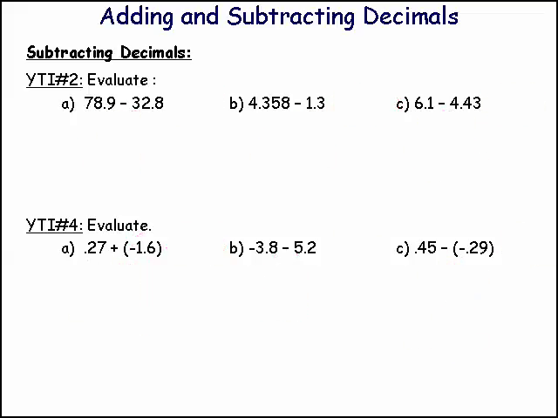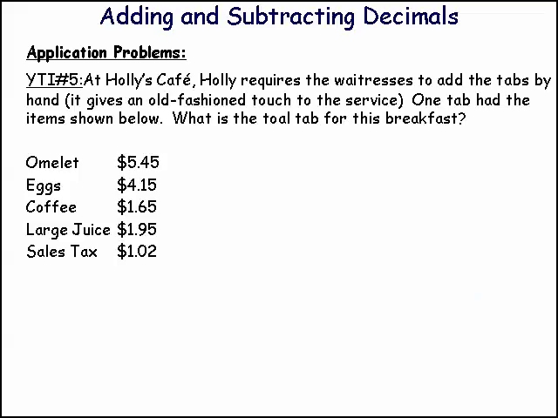Okay, so let's get into a couple of application problems. You try it. Number 5 says, at Holly's Cafe, Holly requires the waitresses to add the tabs by hand. It gives an old-fashioned touch to the service. One tab had the items shown below. What is the total tab for this breakfast? Notice how everything's nicely and neatly written. We have the decimal point right there. So let's start adding.